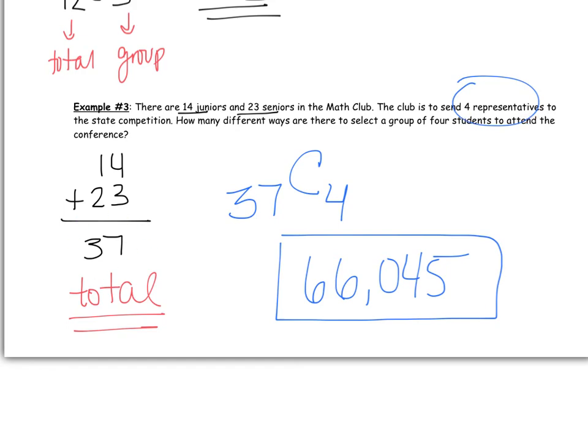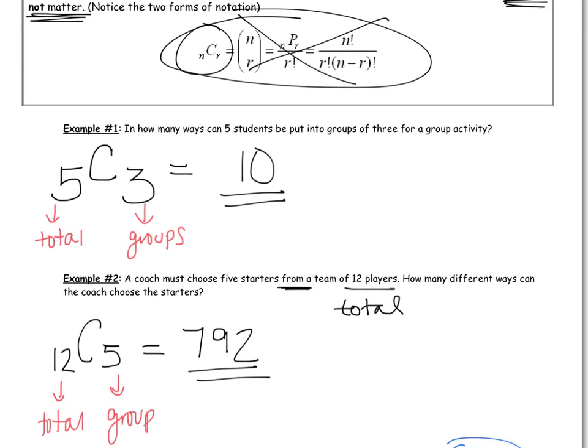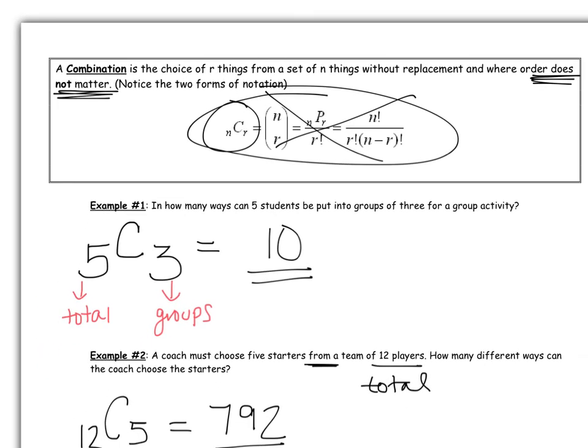And notice on all 3 of these examples, I'm not giving anybody any distinct roles or places they need to be at. I'm just saying, how can I choose them? So that's really the main difference between combination and permutation. Just as a recap, permutation order matters, combination order does not matter.